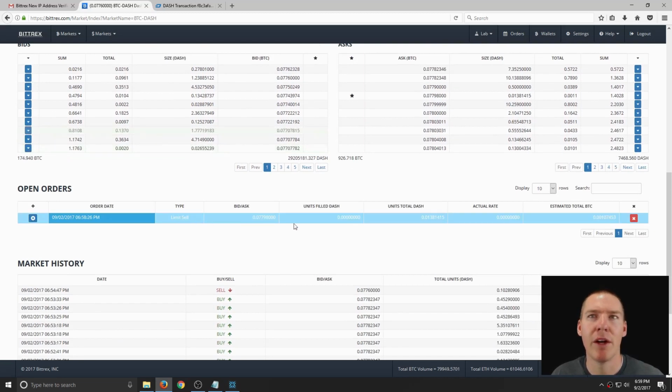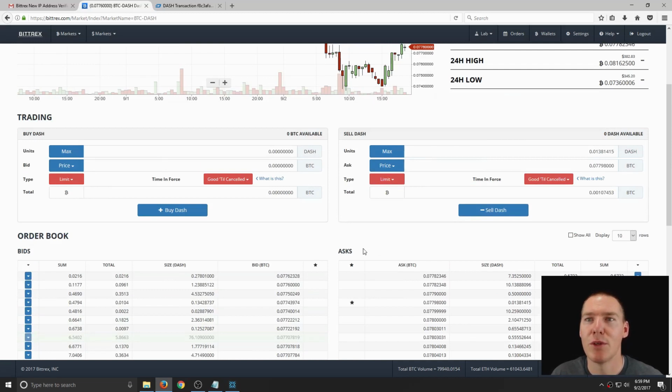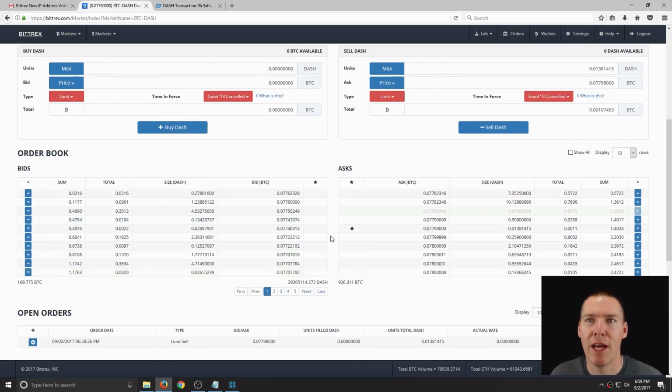The amount of Bitcoin I'll have, where is it? Oh, I'll have 0.013814 Bitcoin once that sell goes through. So I can watch here and wait for it to happen. And some people do this. This is like day trading. Some people will just buy and then hold for a minute or two or a half hour, then sell and buy and sell and buy and sell.